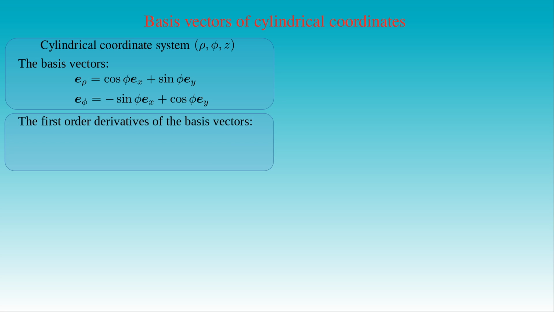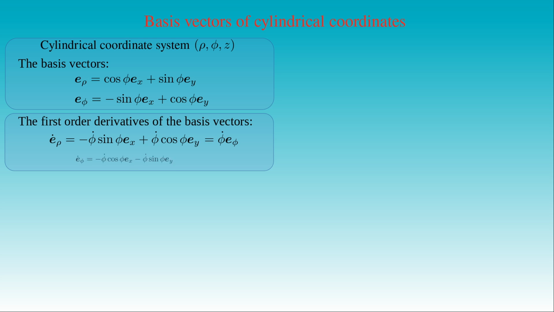If we differentiate the basis vector e ρ with respect to t, then the x component of the derivative vector will be minus phi dot times sin phi, and its y component will be phi dot times cosine phi. Now we can factor out the derivative of phi, and the rest of the terms gives nothing but the basis vector e phi. Then the parametric derivative of the basis vector e ρ is equal to the basis vector e phi multiplied by the parametric derivative of the azimuthal angle phi.